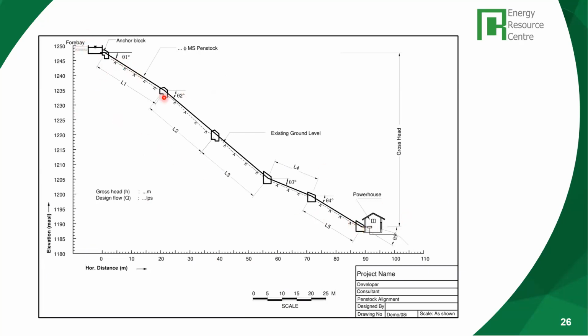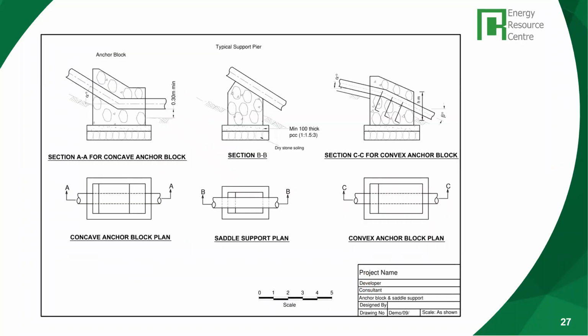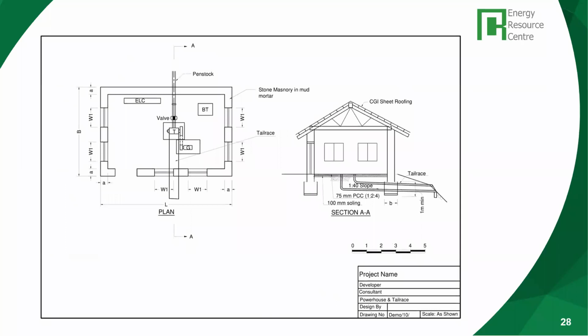Now, based on the topography, you will get the length and the dimensions, then you can calculate the quantity. And for some hydraulic calculations, these drawings are important. Similarly, this is the anchor block. It supports and protects this penstock from damage, from vibration and operation, so you have to get the quantity of the materials used for the anchor and saddle blocks.